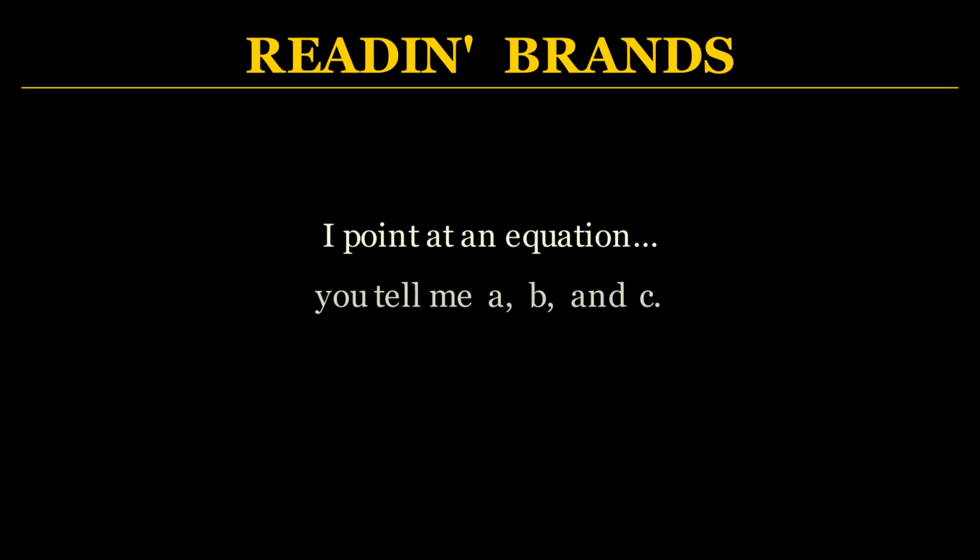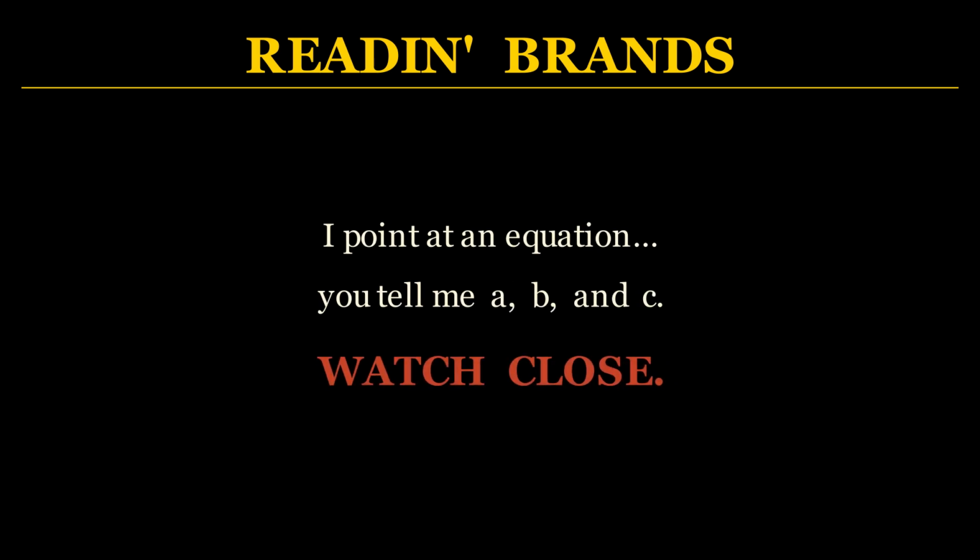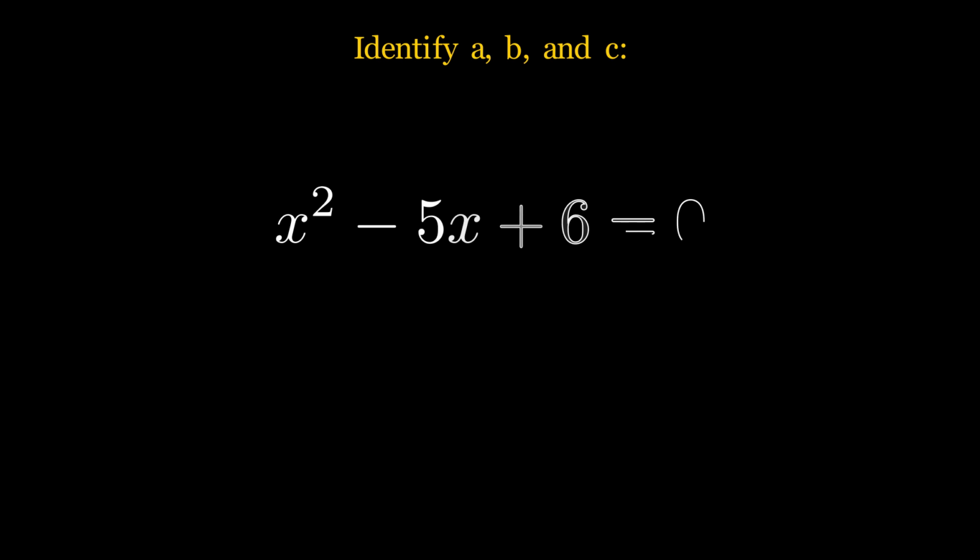All right, enough jawing. Let's go reading brands. I point out an equation. You tell me A, B, and C. Watch close. Round 1, the easy ones. X squared minus 5x plus 6 equals 0. That gives us A equals 1, B equals -5, C equals 6.